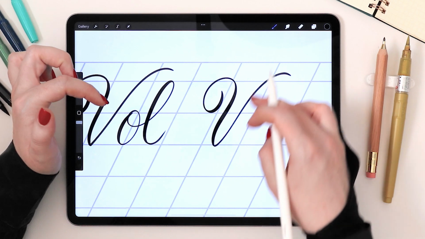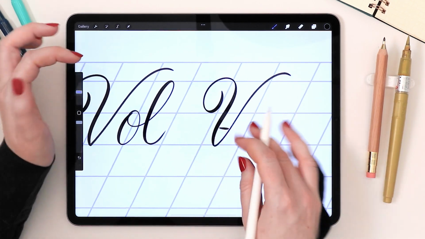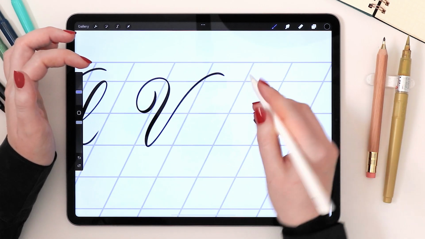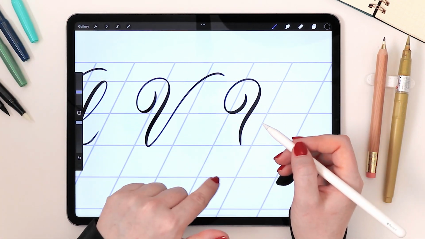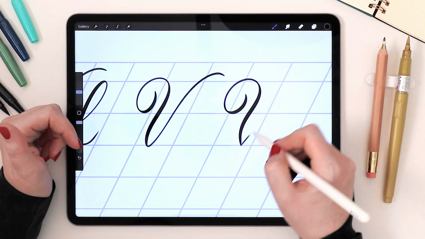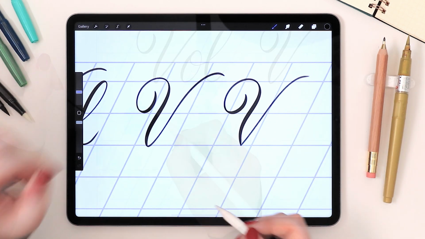So nice curl, and don't make these too wide. I like to make this initial curve out a bit. It's kind of fun to give it a little curve and not make it straight down, followed by an upstroke.